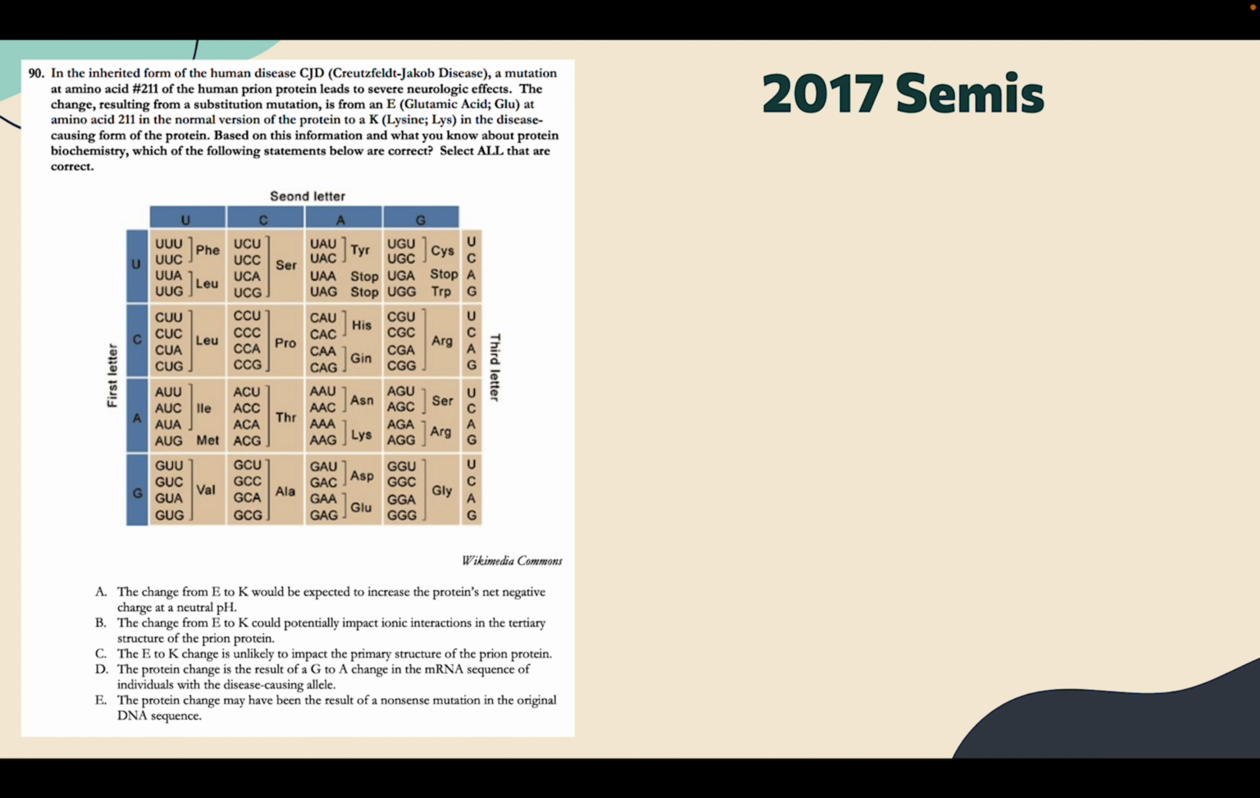And then let's move on to E. The protein change may have been a result of a nonsense mutation in the original DNA sequence. So again, for this one, you have to have some outside genetics knowledge, but a nonsense mutation results in a stop codon, which is one of these three, and that's not true. So our answer is going to be B and D.